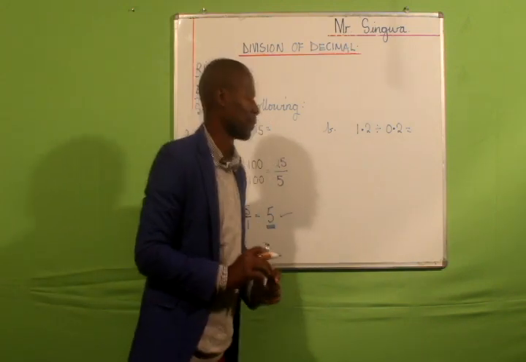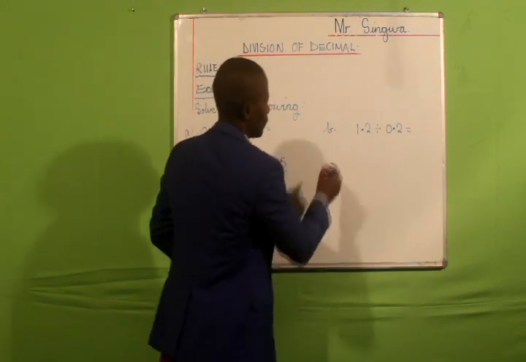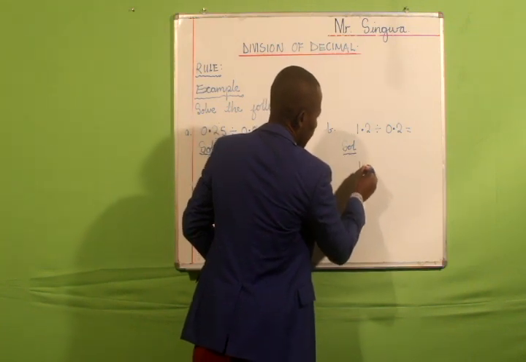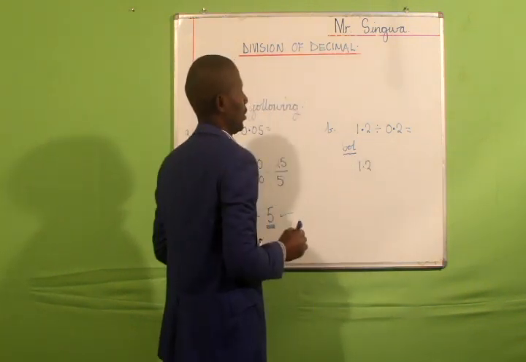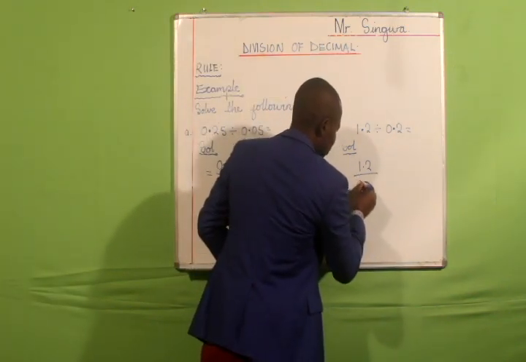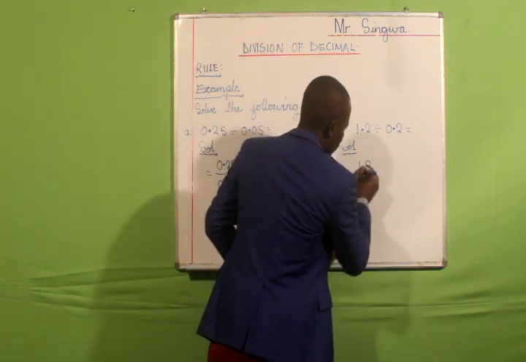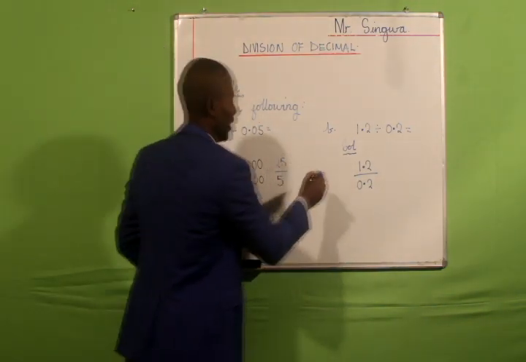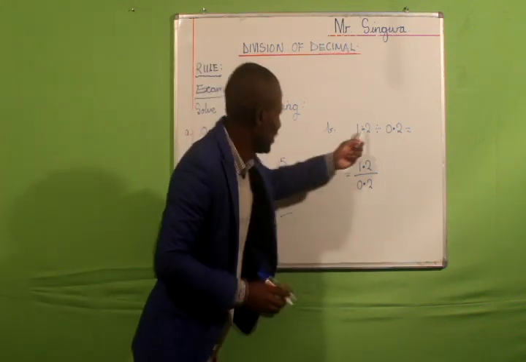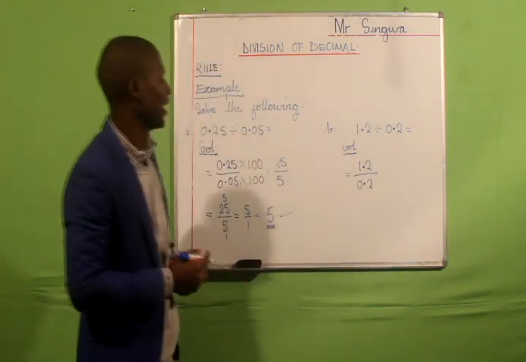Let's try another one here. We have 1.2 divided by 0.2. I'll write it again in a similar manner, 1.2, 0.2. I'll write it the other way around. This is the same as this. So you write them like that.